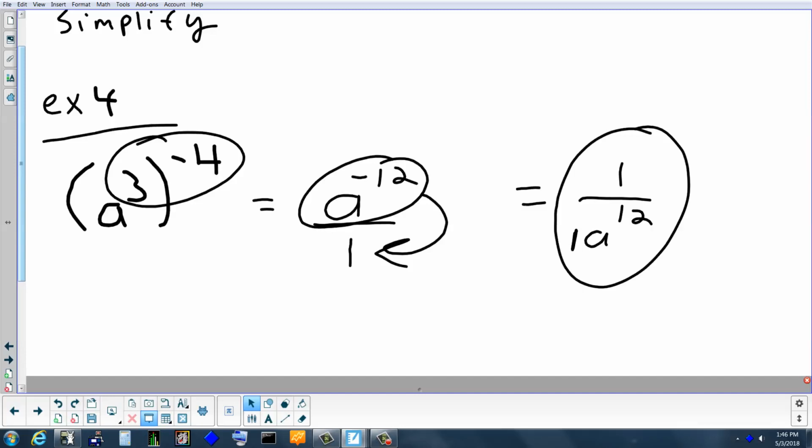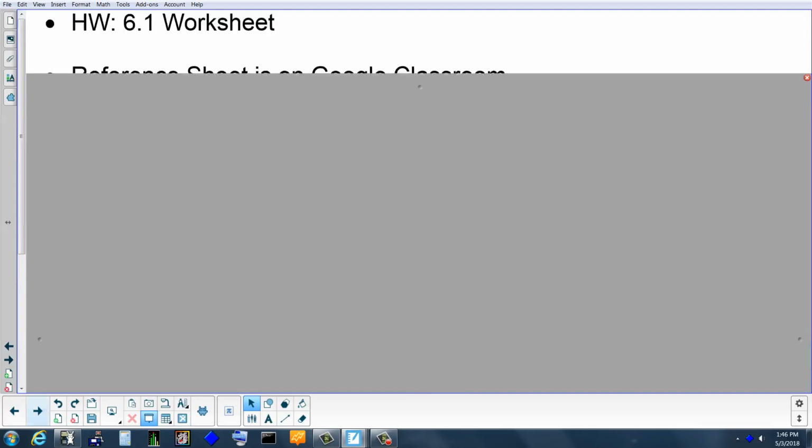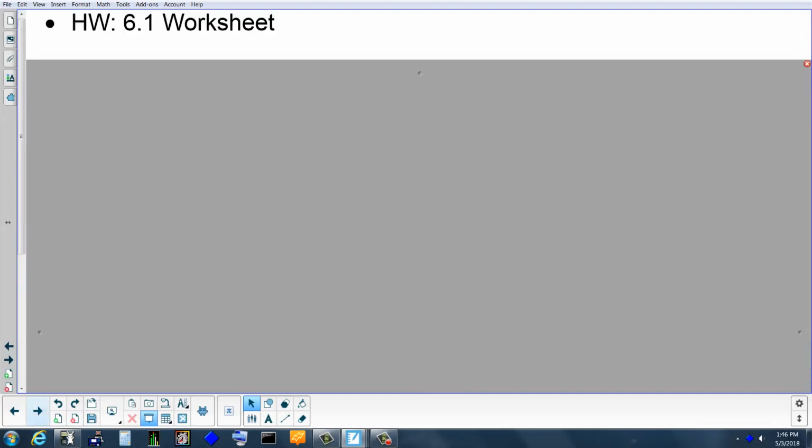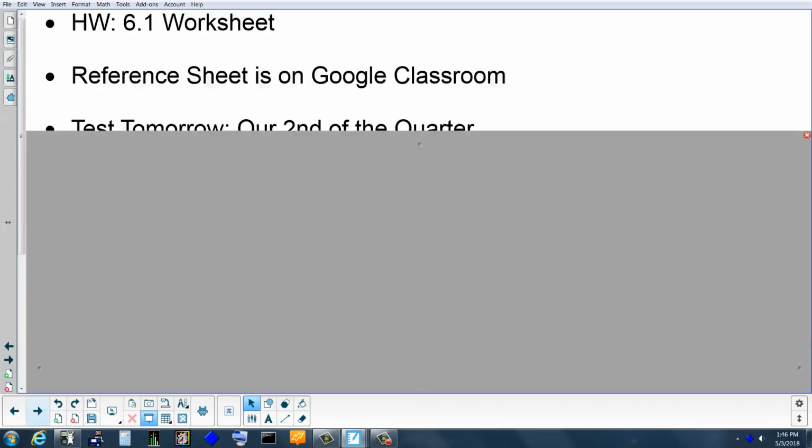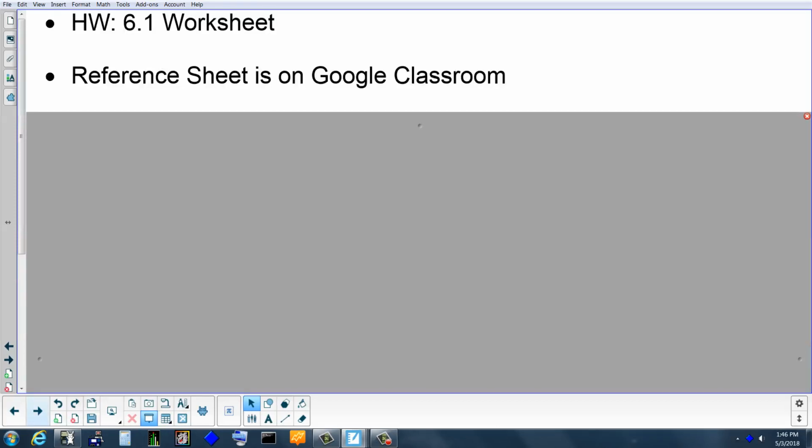All right, so a couple quick reminders. Homework tonight is going to be a worksheet, but what I did on the worksheet is it's all of what we did in section 6.1. So it's a good review of everything for the test except the graphing with the lines. Can I make my own reference sheet? Sure.